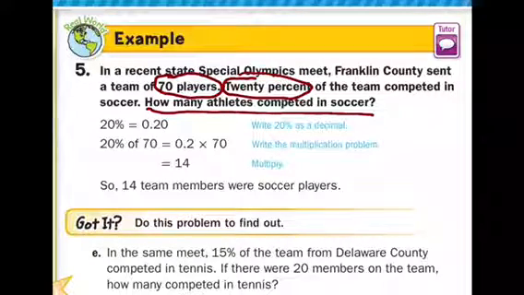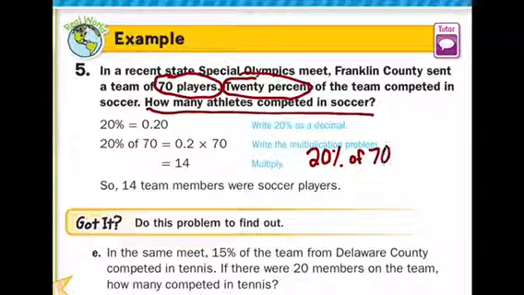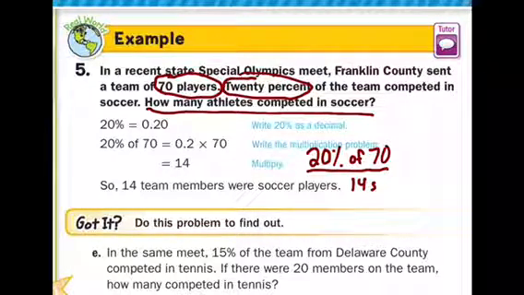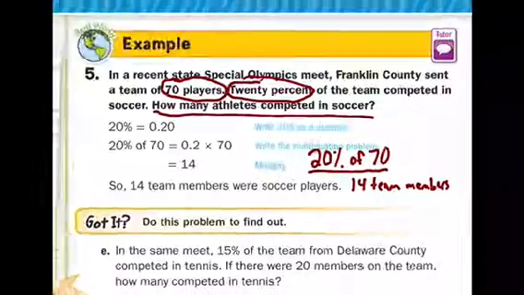Okay. So from this problem, I'm going to write basically a math problem like we did on the other page. So 20% of the team competed in soccer, right? Remember, there were 70 players on the team. So 20% of the 70 players competed in soccer. Once you get your problem, you just have to solve that. You just type in 20% times 70. And if you do that, you'll see that 14 team members, I was going to say students, 14 team members competed in soccer.